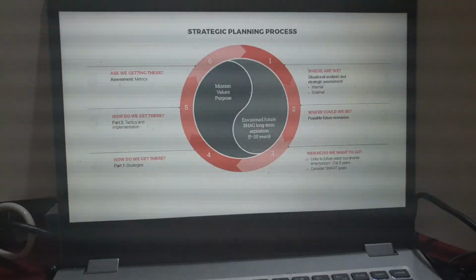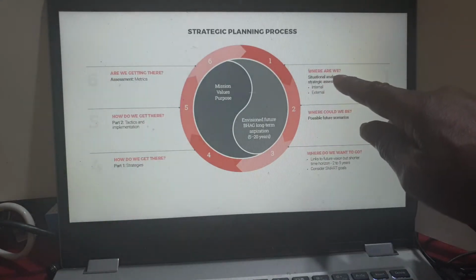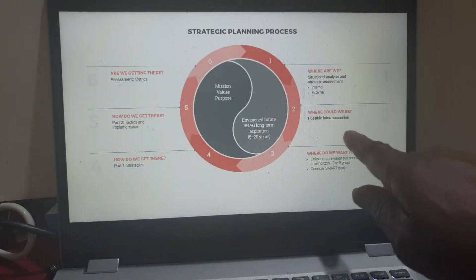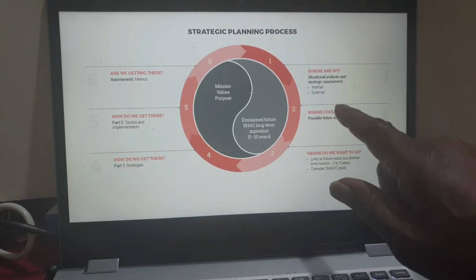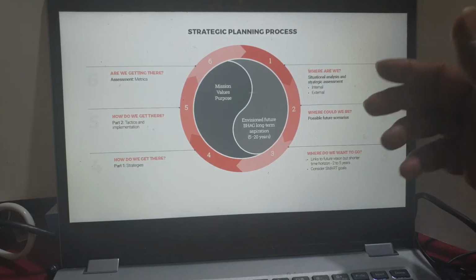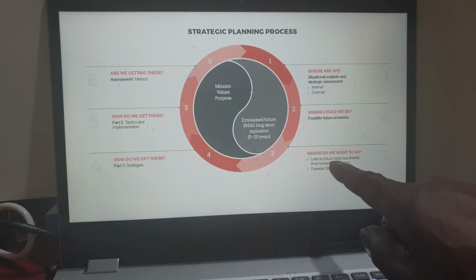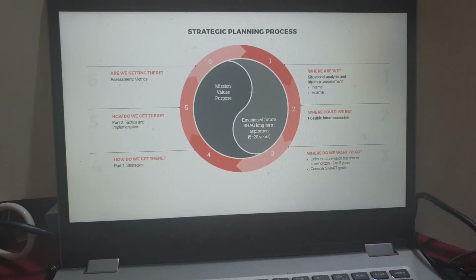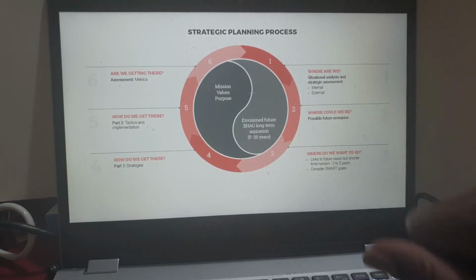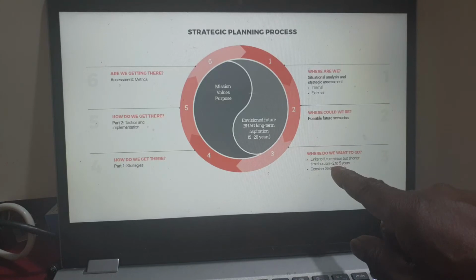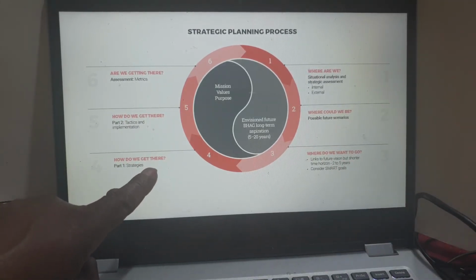That means now just beefing up your strategic planning. Again, where are we? Where could we be? That's an additional now. Where are we? But where could we be? That means there could be alternatives. Where do we want to go? So once you have made the alternatives in where could we be, then you can now select the alternatives that you want, and therefore, where do we want to go? And then, how do we get there?